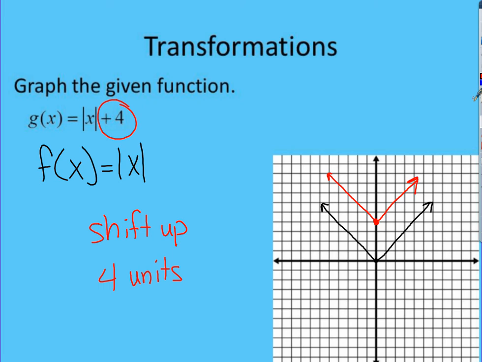So if the value is attached to the x, then it's going to be horizontal. If it's outside of the function, it's on the whole function, so it's dealing with the y.